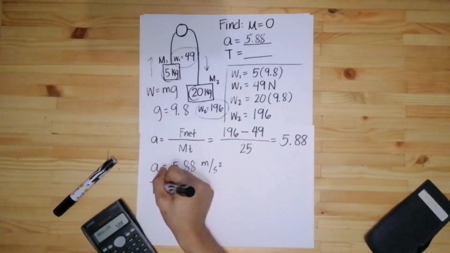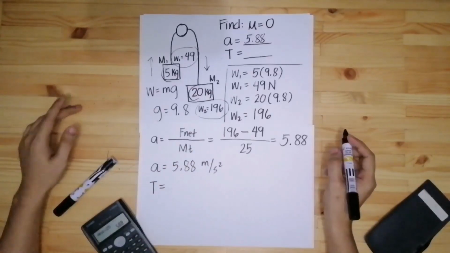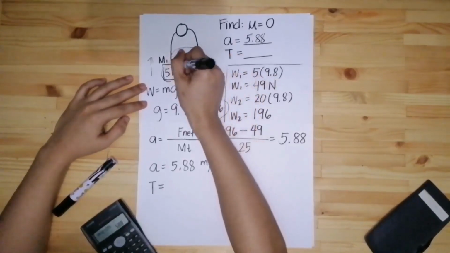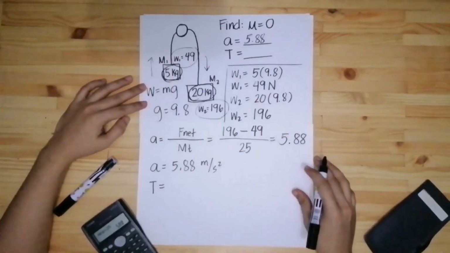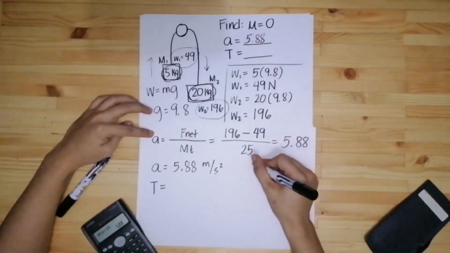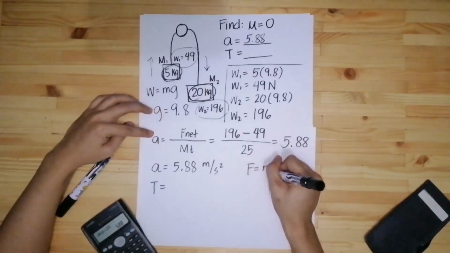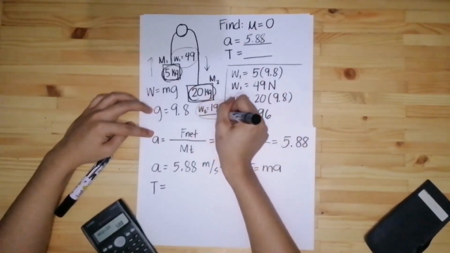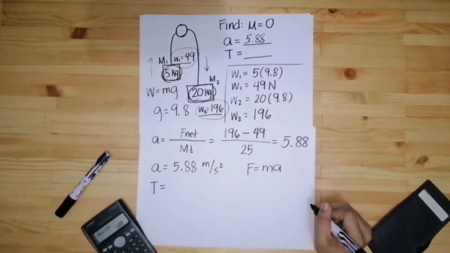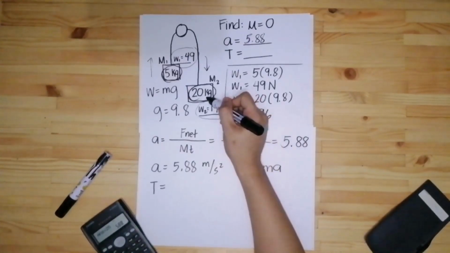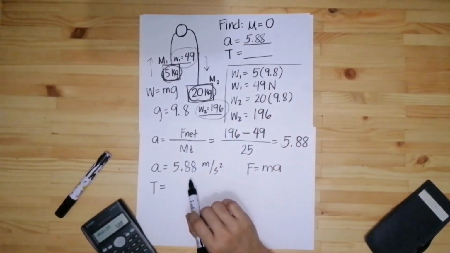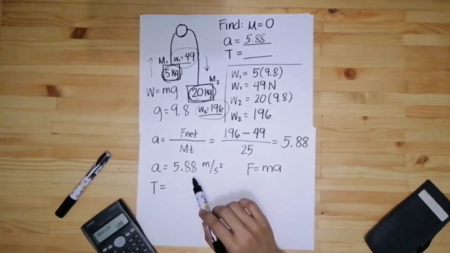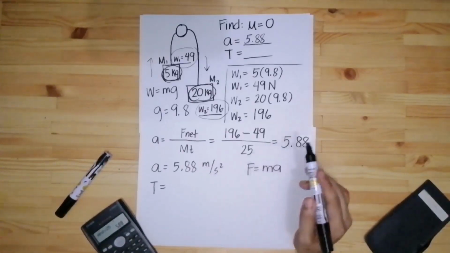Kapag may pulley, ang ginagawa sa tension class, kailangan muna natin makuha yung force na meron dito sa 20 kilograms and force na meron dito sa 5 kilograms. Gamit tong formula na to, F is equal to MA. Okay, yung force na yun, iba pa yun sa weight. Meron pa tayong makukuha ang force na meron sa 20 kilograms para mag-accelerate siya ng 5.88. Then ano yung force na meron naman sa 5 kilograms para mag-accelerate siya ng 5.88 meter per second squared.